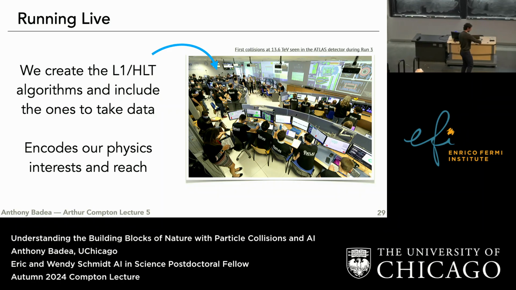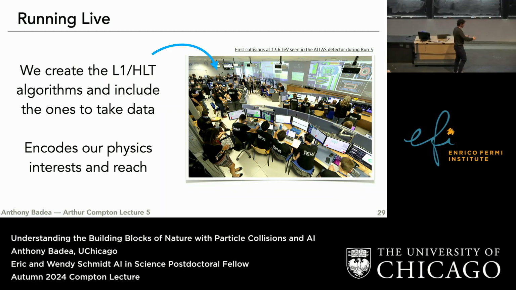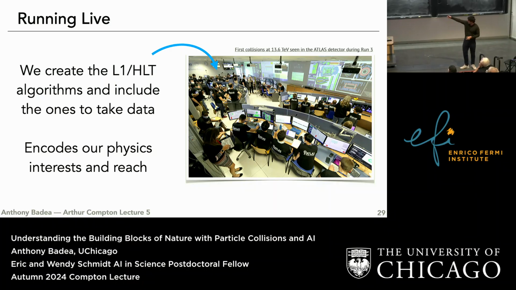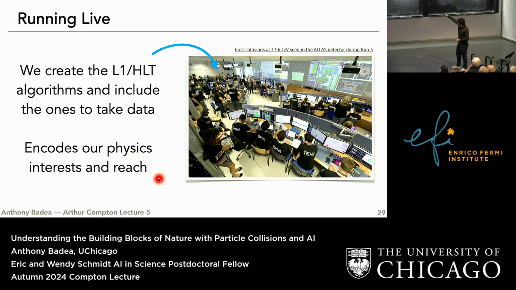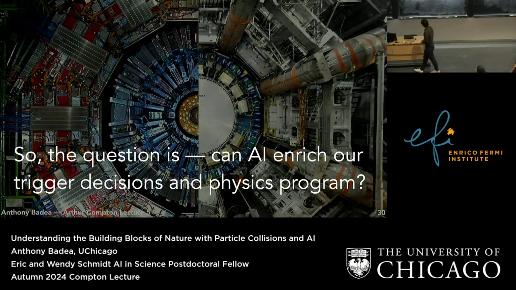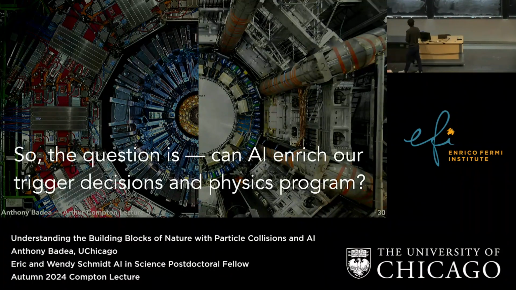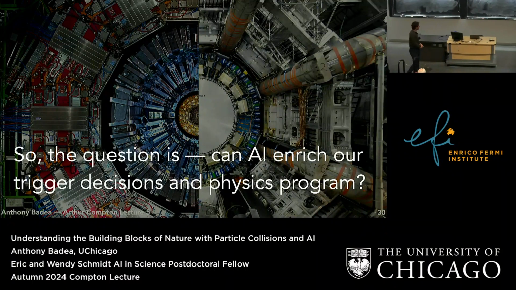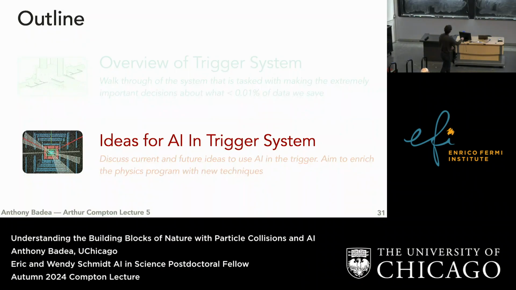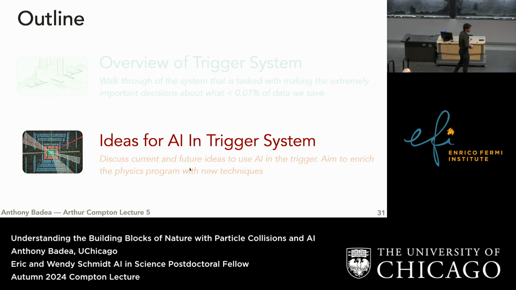So in upgrading the experiment, so in subsequent runs, we'll actually change these algorithms. These algorithms we tune by hand, and then we change them, and as the interests of the experiment evolve and our physics reach evolves, so do the algorithms. And so the question, the AI question in this, is, can AI enrich our trigger decisions and the physics program? And so now, the next part that I'm going to talk about for maybe 15, 20 minutes is ideas for using AI in the trigger system.